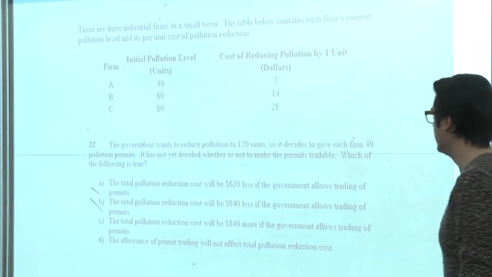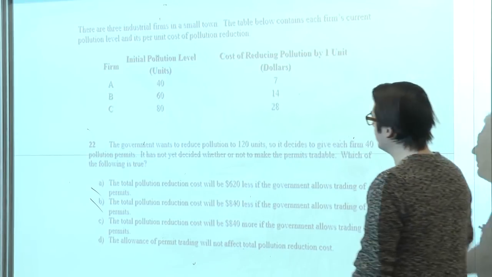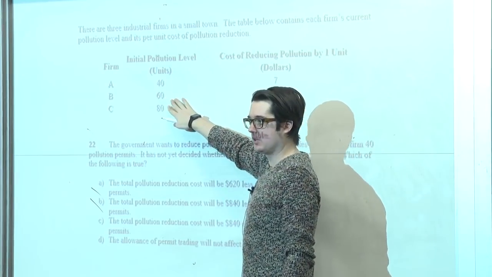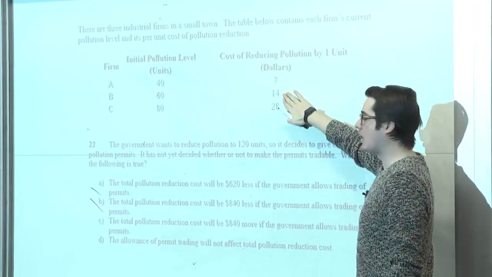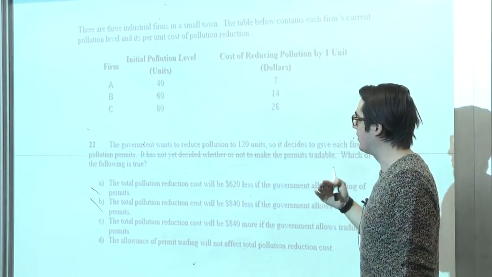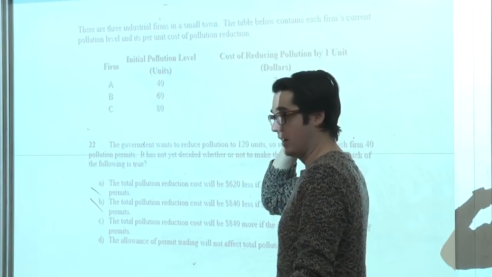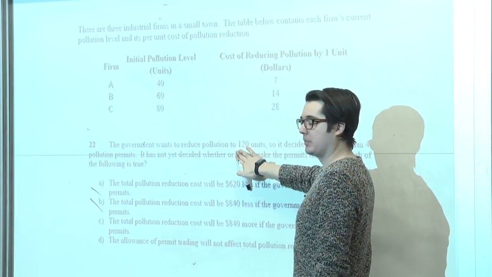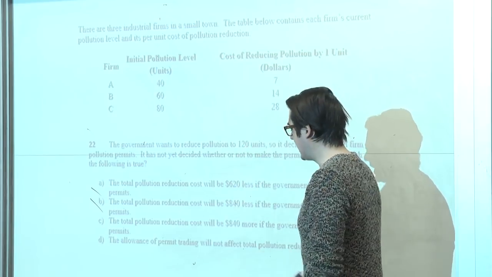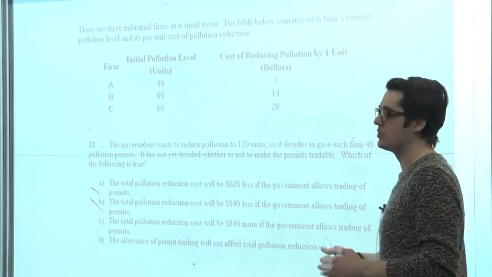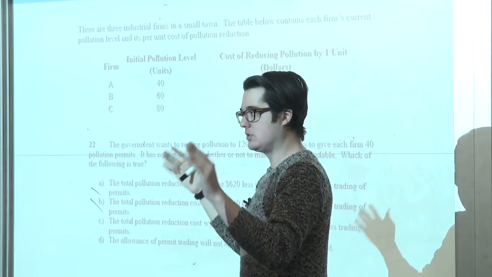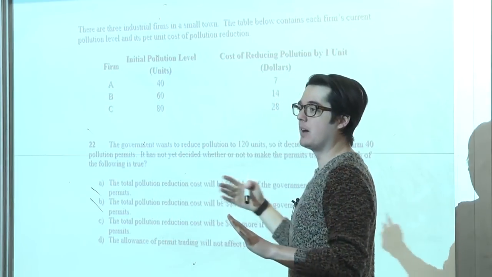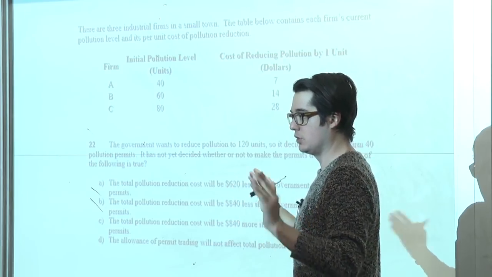All right, so in this question, we have 3 people who are polluting. From A, B, and C, this is the amount that they pollute, and this would be the cost of them reducing each of those units of pollution. So the government would like to reduce the total amount of pollution to 120 units, and their first idea in order to achieve that is to just say each of you need to get 40 pollution permits, and then anything above that 40 you need to reduce.